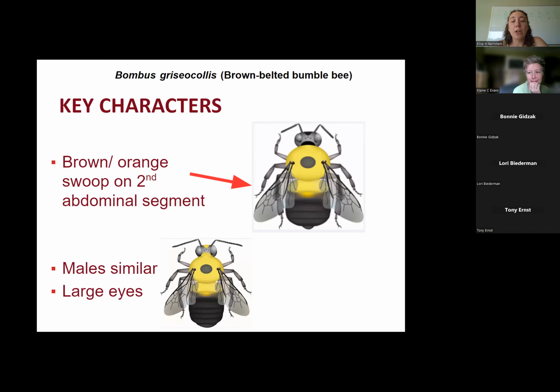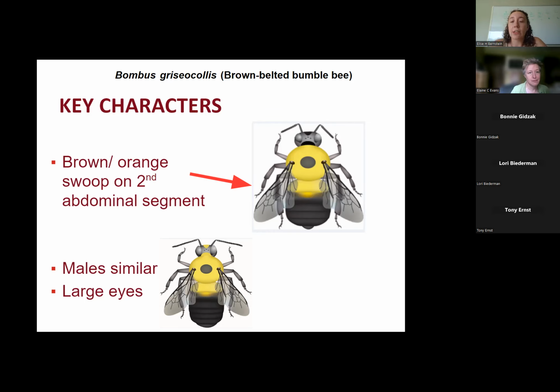So we're primarily looking at the abdomen here for the key characters of the brown-belted bumblebee. The first abdominal segment, so T1 on the brown-belted, is all yellow, just like rusty patch, but T2 is where we see differences. So here for the brown-belted bumblebee, there's just that brown or orangish swoop or crescent shape on T2, or the second abdominal segment, but there's not yellow surrounding it. We can still see black on either side of that brown crescent. So there's black on the edges of that second abdominal segment.